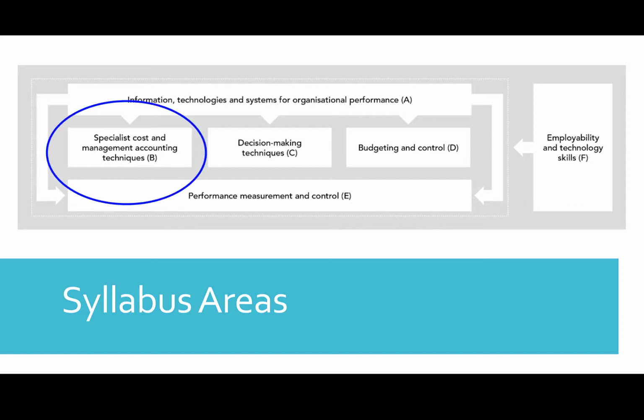Then we've got Specialist Cost and Management Accounting Techniques. This is taking costing from earlier studies a bit further. We're looking at activity-based costing, throughput accounting, and target costing and life cycle costing. This is only tested in section A and B questions, so MCQ only. Then we move on to decision-making techniques. This is taking limited factor analysis and break-even analysis, which you'll have seen before, further. And we're also taking it on to looking at things like relevant costing and uncertainty and risk.